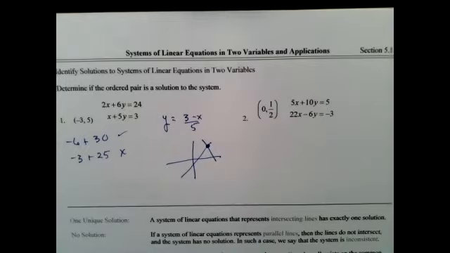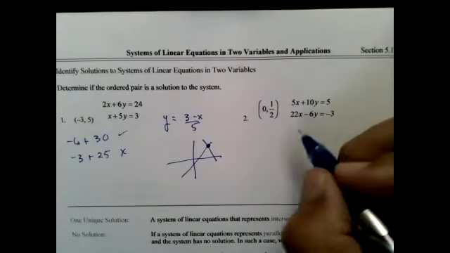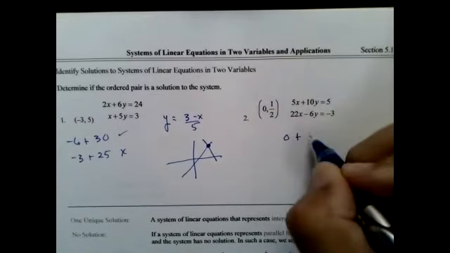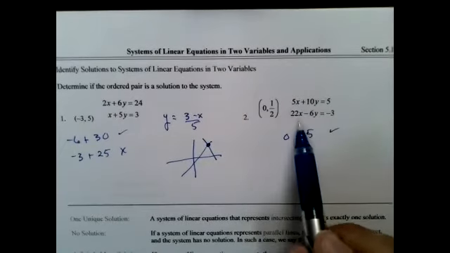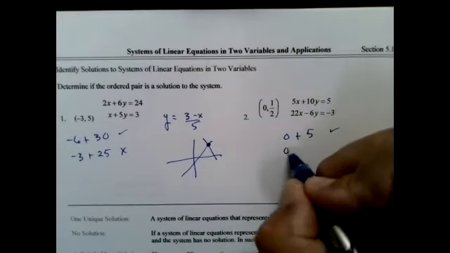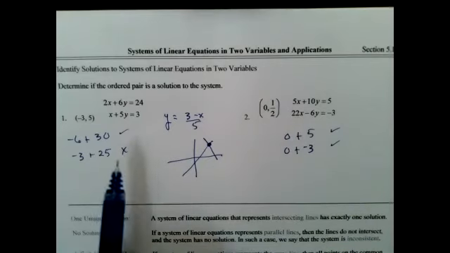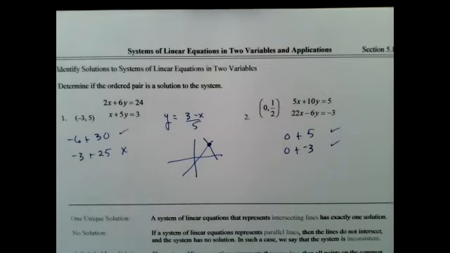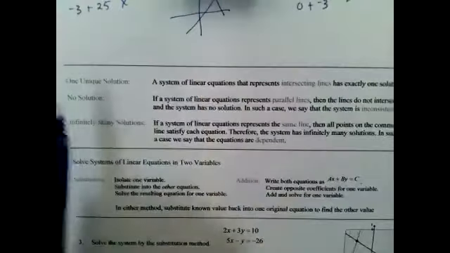If I jump over to problem number 2, 0 for X, 1/2 for Y. Yes, that one does work. 0 for X, 1/2 for Y. And that one works as well. So this number 2, the two lines actually cross. This number 1, they don't cross anywhere. We say they're parallel. So I have a little paragraph here that says one unique solution.